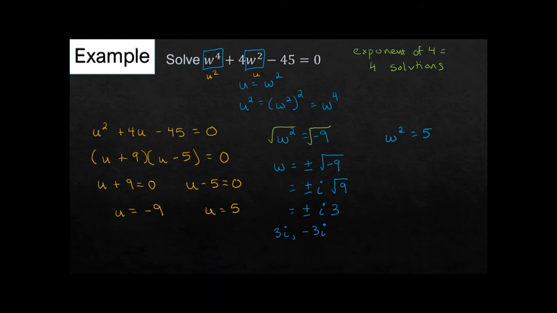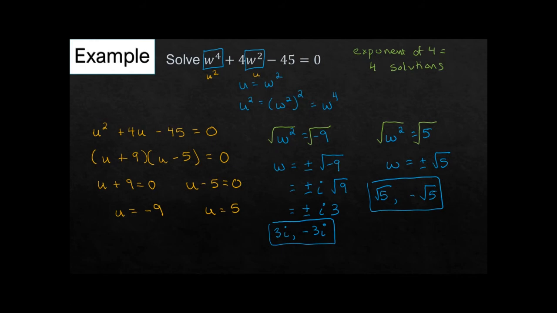Now the second equation, again, we have w squared equals 5. So we're going to take the square root of both sides, which gives us w equals plus or minus the square root of 5. Now the square root of 5, we can't simplify any further because that's already a prime number. So this gives us 2 answers, square root of 5 and negative square root of 5. So we get 4 solutions here: 3i, negative 3i, square root of 5, and negative square root of 5.